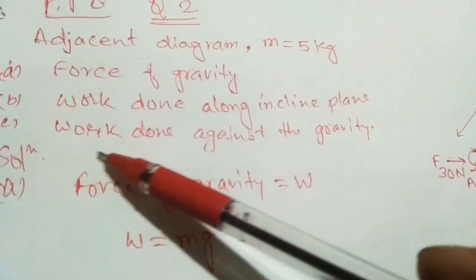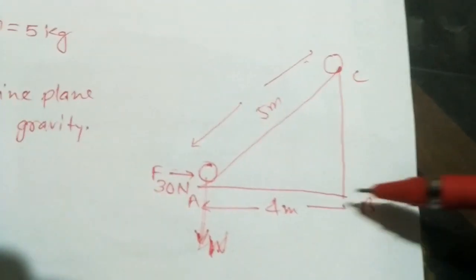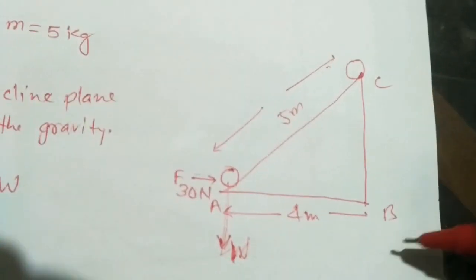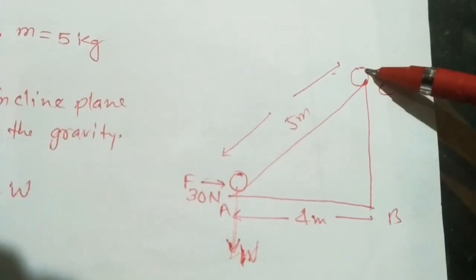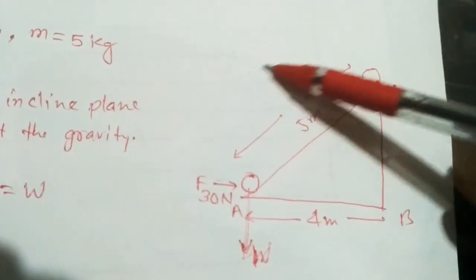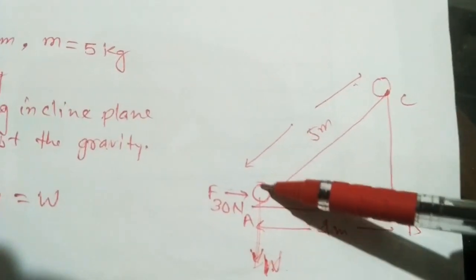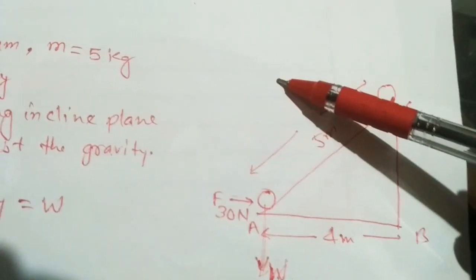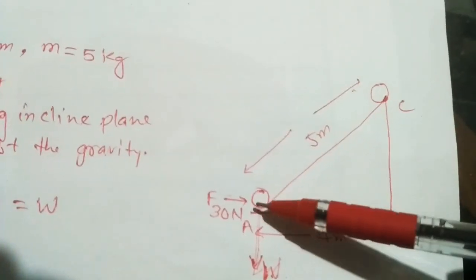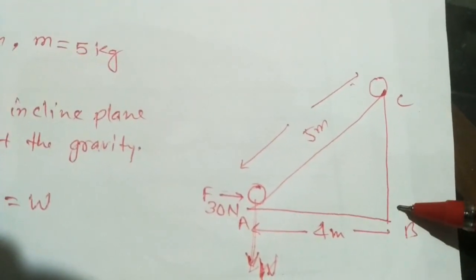And the last part, work done against gravity, means in moving the object from here to here. Against gravity, the object is moving from here to this height. So the force acting downward is the weight, and the displacement is in the upward direction. So what is the upward displacement when the object is moving from here to here? What is BC? Not given.